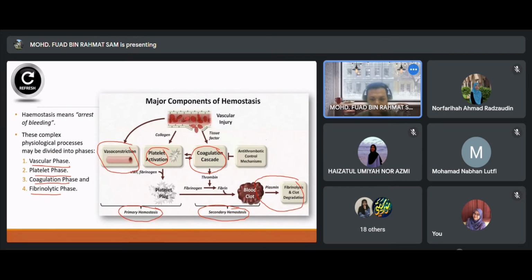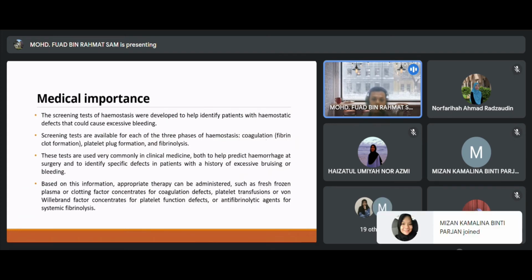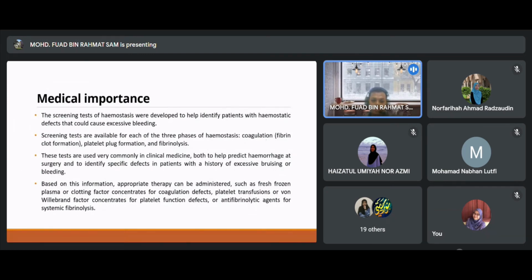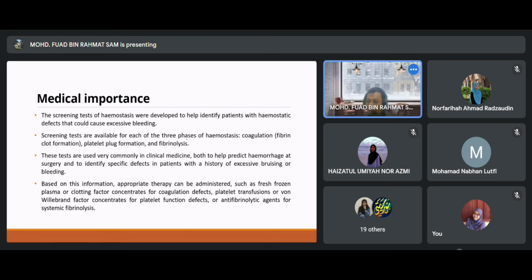All right. So before we proceed with the coagulation disorder test, what would be the medical importance of this screening test? Okay, so basically the screening tests of hemostasis were developed to help identify patients with hemostatic defects, kegagalan ataupun kerosakan that could cause excessive bleeding, and the screening tests are available for each of the phases of hemostasis.